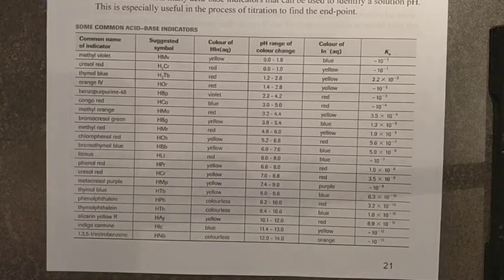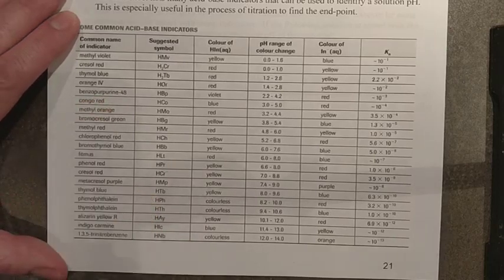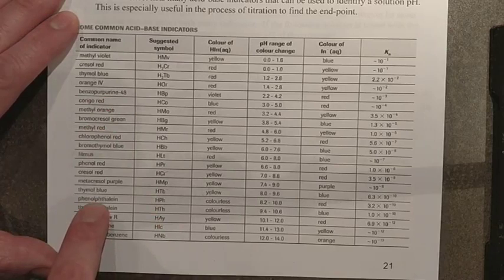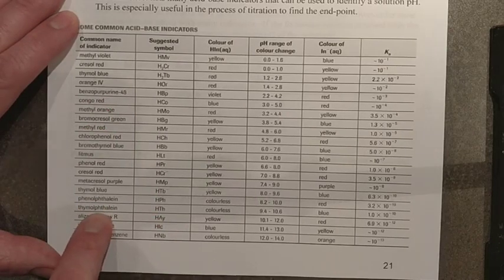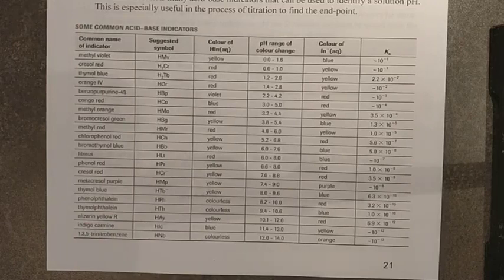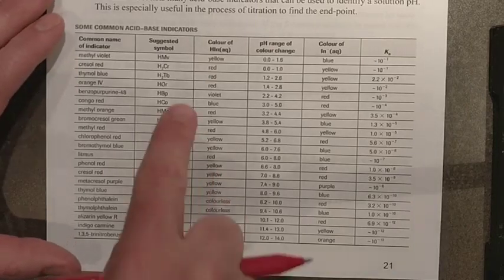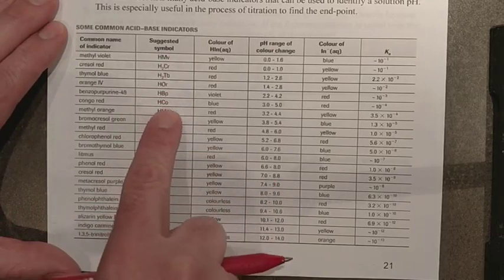And our data sheet lists a whole bunch of different indicators. They have some interesting names like methyl violet or benzopurpurine 4B, bromocresol green. You got phenolphthalein, which we'll talk about a lot. Thymolphthalein, which is its close cousin. 1,3,5-trinitrobenzene. Really, really interesting names for things that are all just weak acids, which will show different colors in various pHs. So these are all really complex, usually organic molecules.